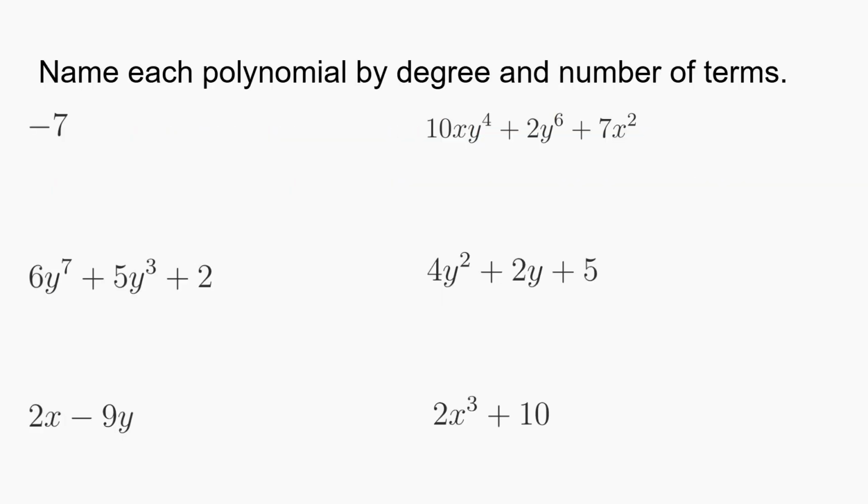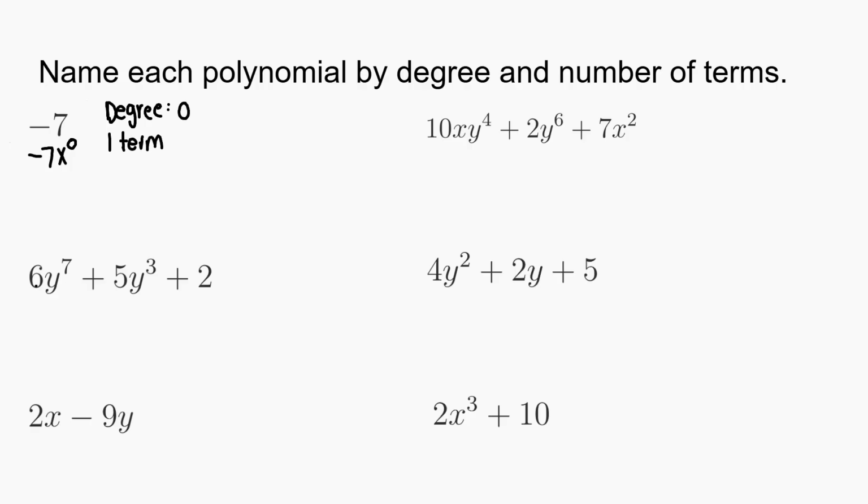Now, let's practice by identifying each polynomial by degree and number of terms. Let's start with -7. The degree is going to be 0 because we don't have a variable to a power. Another way we know it's 0 is -7 can be written as -7 times x to the 0 power, because x to the 0 power is going to be 1. And here we see we have one term.